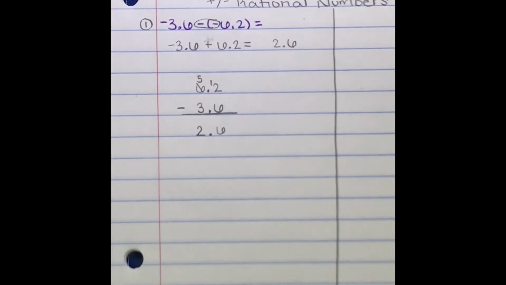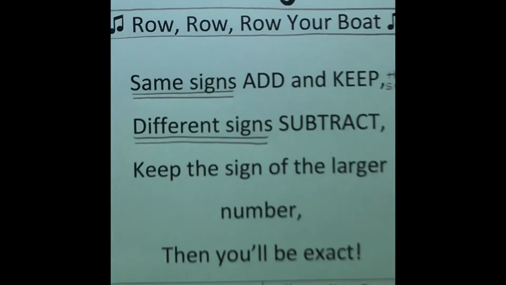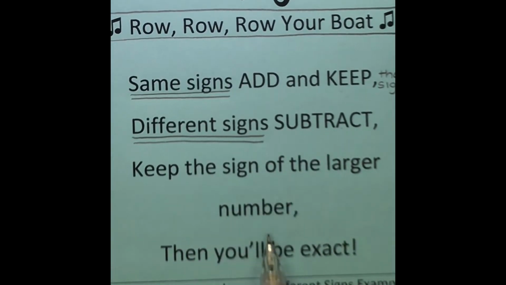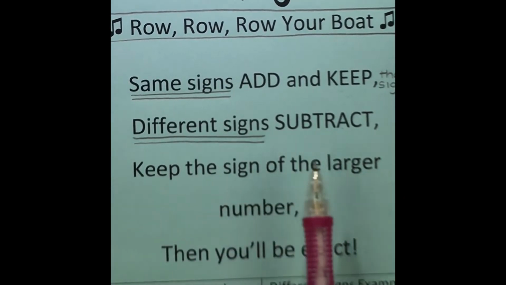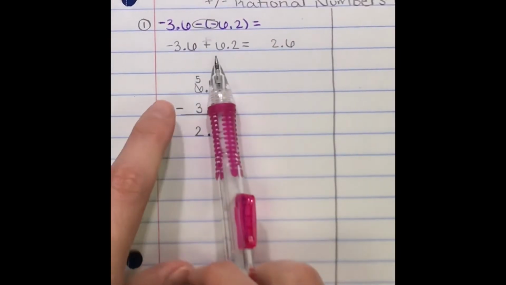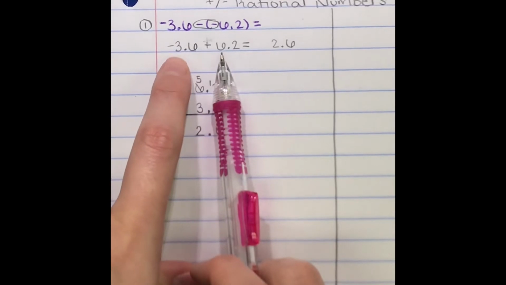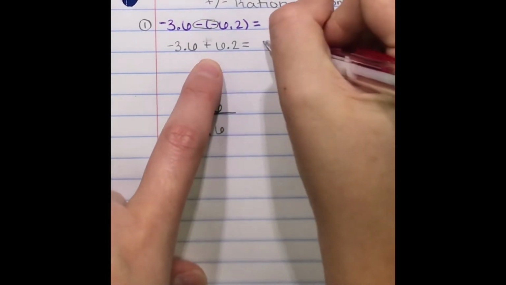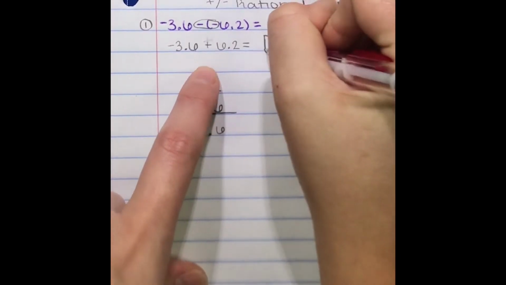We have to finish reading the song. The song says, first, different signs subtract. We did that part. Now we have to read the second part. Keep the sign of the larger number. 6 is larger than 3, so we are going to keep the positive sign. So my answer is a positive 2.6.